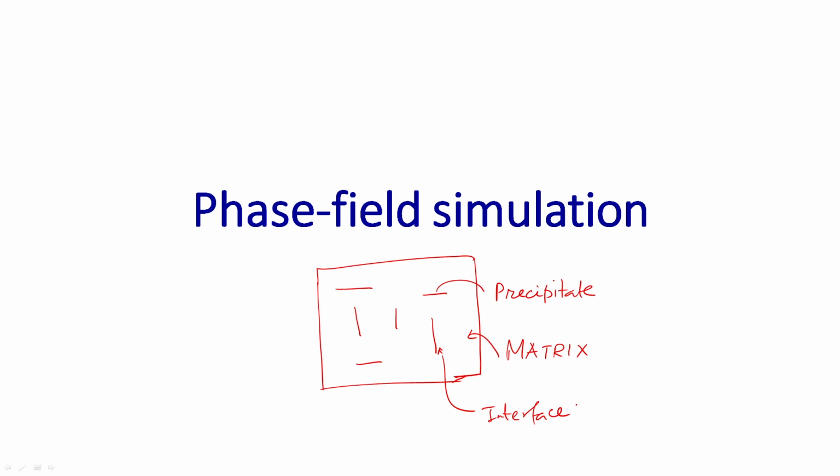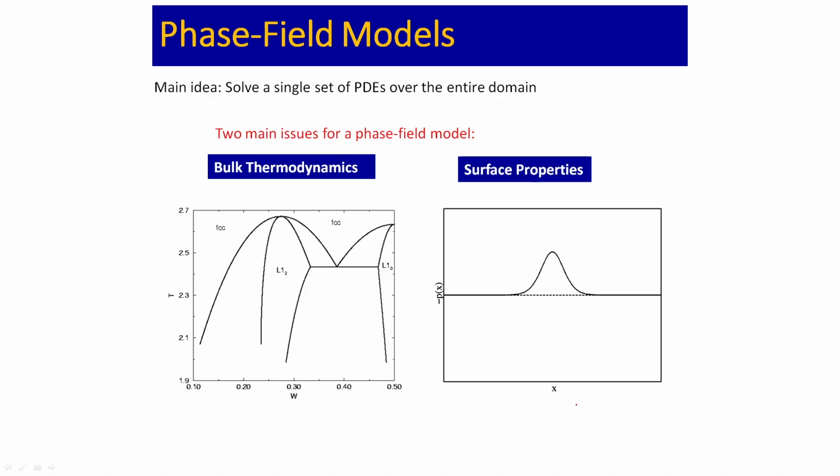CALPHAD provides you free energy descriptions of the matrix and the precipitates. There are two different phases. We can always obtain free energies, or G, of precipitate and the matrix, right, but it does not provide you the information about the interface. Well, you may say it does provide, but when the interface moves, it does not provide much information about that. So, we need to do that.